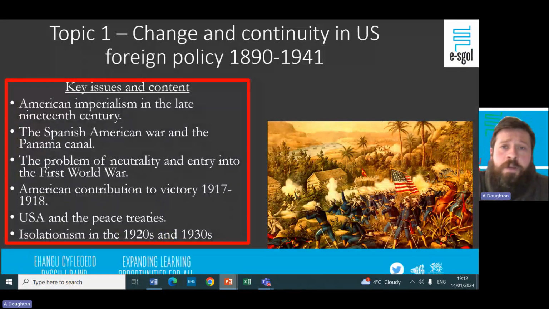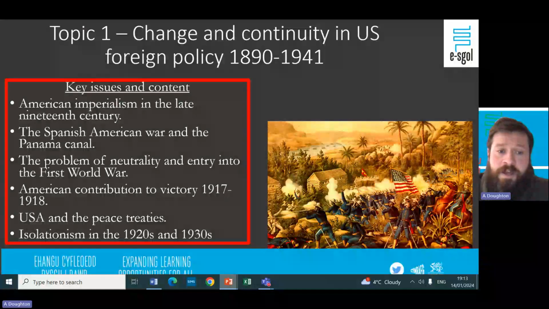Now, the first topic I'm going to cover today is changing continuity in US foreign policy from 1890 to 1941. The content we need to cover is American imperialism in the late 19th century, the Spanish-American War and the Panama Canal, the problem of neutrality and entry into the First World War, how America contributed to victory in the First World War, the peace treaties that came after the First World War, and then isolationism in the 1920s and 1930s, which will lead us up to the Second World War, which I will cover in the next session.